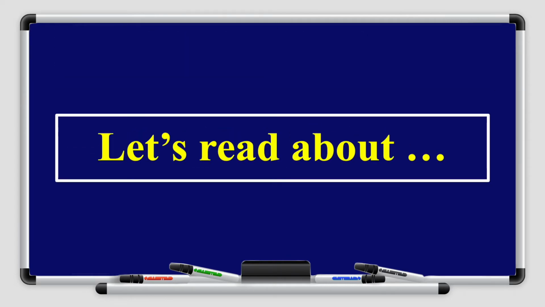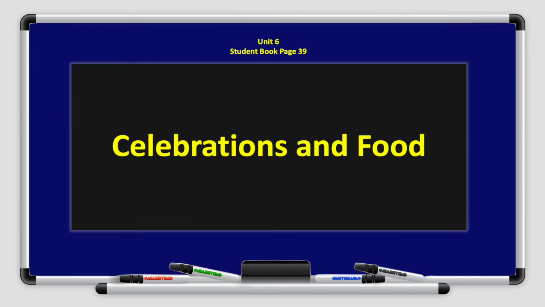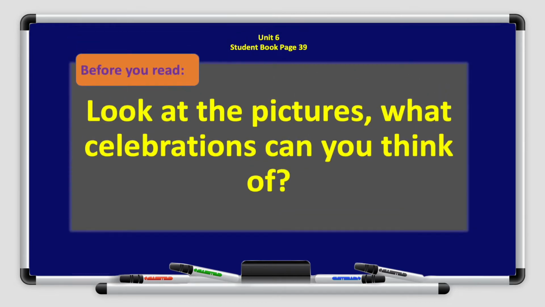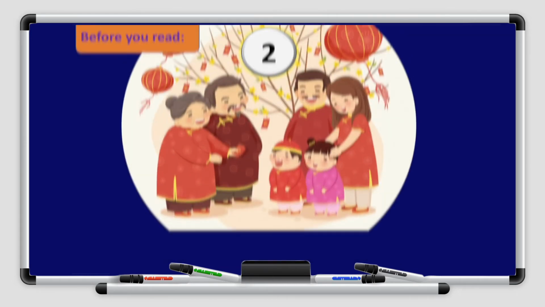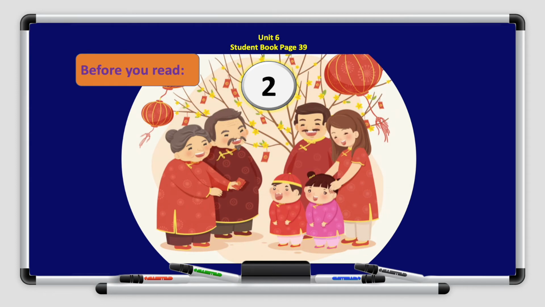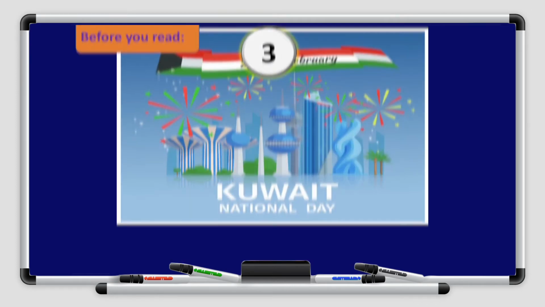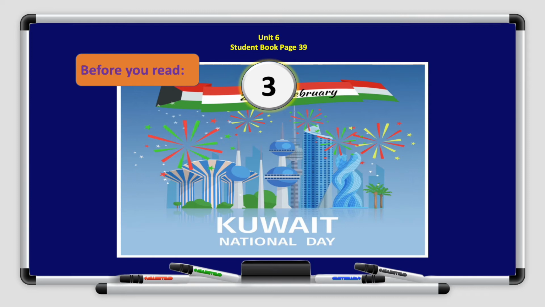Now let's read about celebrations and food. This is in your student's book, page 39. So before you read, look at the pictures. What celebrations can you think of? So what celebrations can you think of? We have the picture number 1, number 2, and number 3.